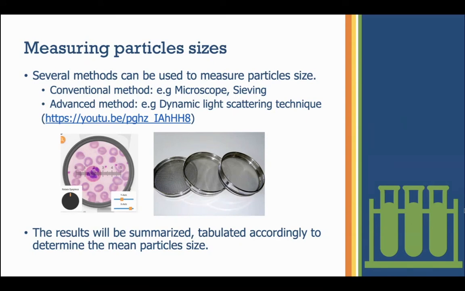In both methods, the results that we obtain will be summarized and tabulated according to what we need to know, and from there we will be able to determine the mean particle size. Usually, the mean particle size is the parameter that we want to look at as an initial indicator of the overall particles that we have in the sample.